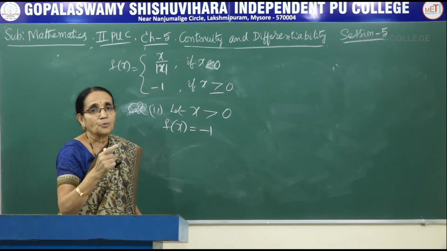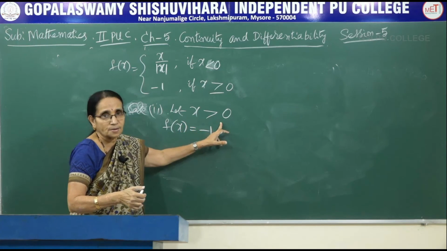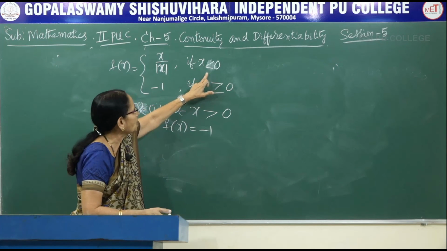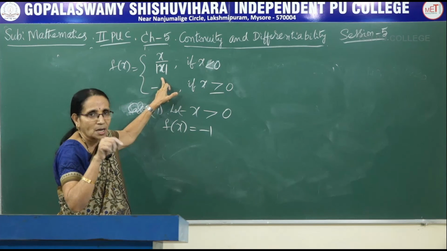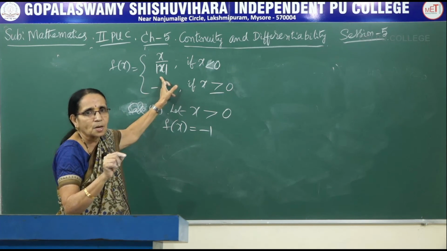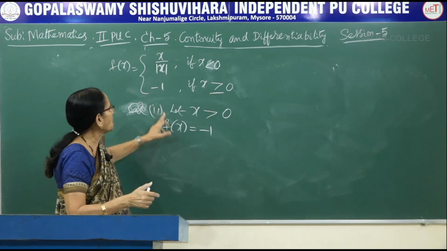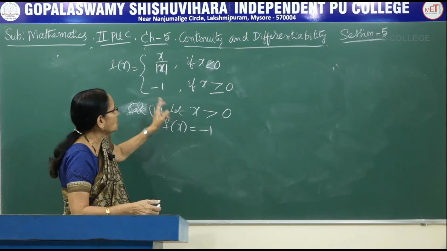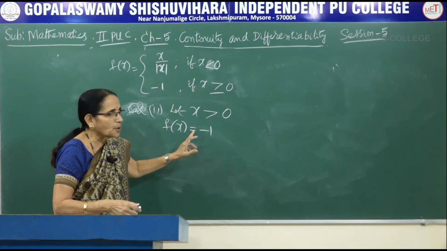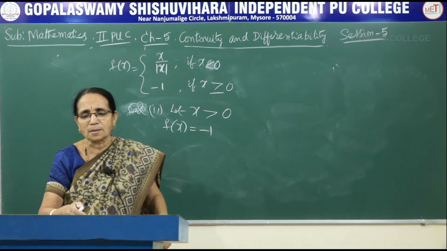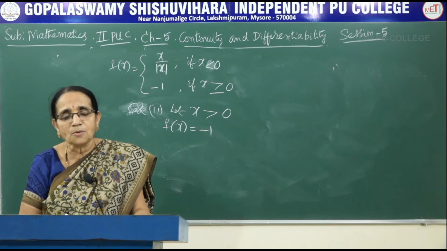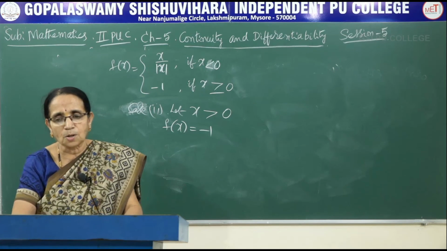See, in the first case, when x was less than 0, we had the function defined like this. Because it was negative, we took modulus of x to be minus x. x by minus x was minus 1, which was a constant, so it was continuous. Now, for x greater than 0, it is already given to be a constant, minus 1. You can write the sentence like this also: f of x equal to minus 1, being a constant function, is continuous.